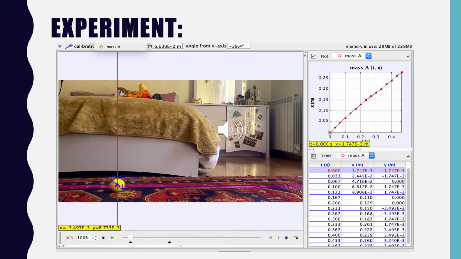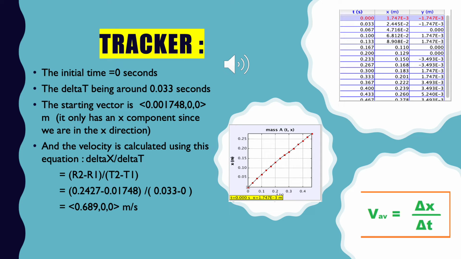Now for the experiment, for the Tracker part, I first measured the diameter to be 0.066 meters. I placed the calibration stick and I edited the frame to where my ball seems to move with a constant velocity, and this is all represented in the image below. Then I placed the point mass at the center of the ball at variable times, and finally I obtained a time versus position graph. So I was first able to extract the initial time and the final time, which are 0 seconds and 0.46 seconds. And the delta t, I found it to be 0.033 seconds by using the first two values from the chart.